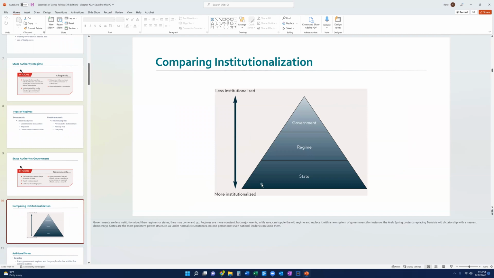Here in this chart, you're going to see the most institutionalized among the three terms is going to be the state. Secondly will be the regime. Last but not least, the government. The government's going to be very little institutionalized. Why? Because governments can come and go. Governments can be replaced pretty easily. The people running the government can be changed pretty quickly.